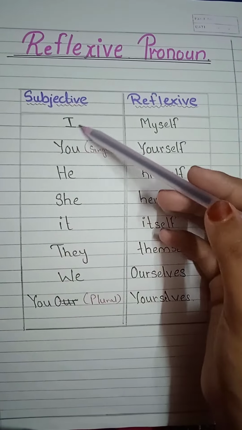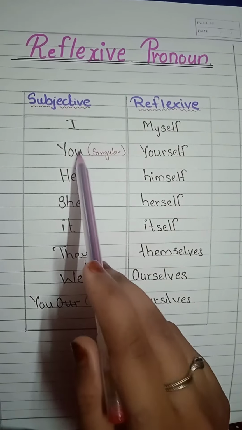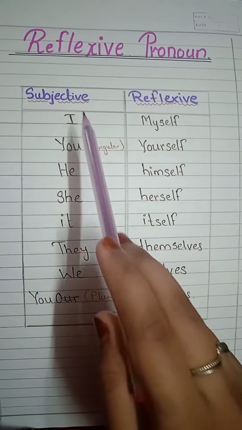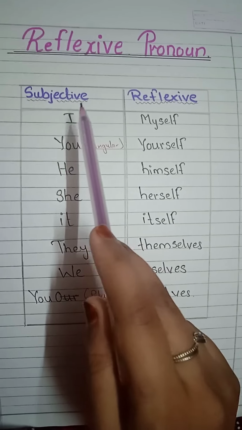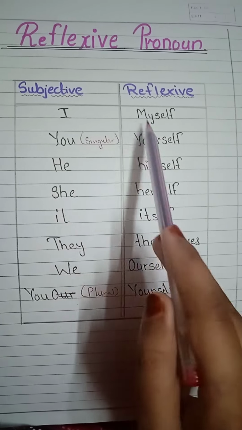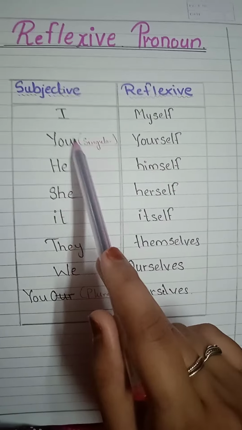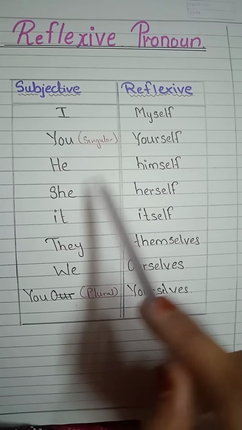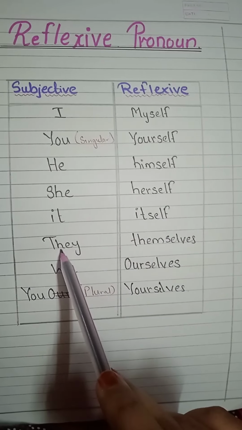Now you can see in this column, these are the subjective pronouns: I, you, he, she, it, they, we. If I is coming in the sentence as a subjective pronoun, it will turn into myself. When we transform it into a reflexive pronoun, I will become myself. You, if you is in singular form, will become yourself. He will become himself. She will become herself. It will become itself. They will become themselves.